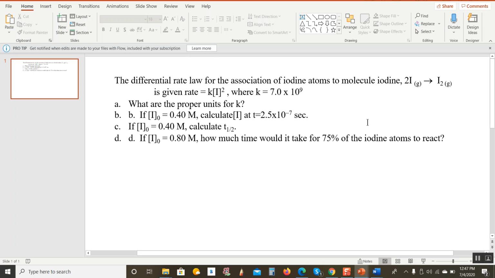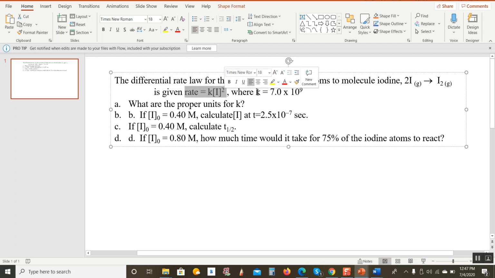So I want to look at this example here. It's of course a multi-part type of question based on this reaction right here. The reaction of iodine atoms to form iodine molecules. And it says that the rate law for this reaction is given here. Just highlight it here. And they gave you the value for K. And the first question is asking what are the proper units for K.